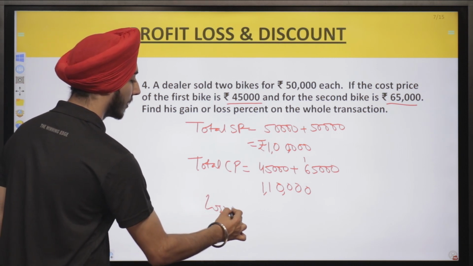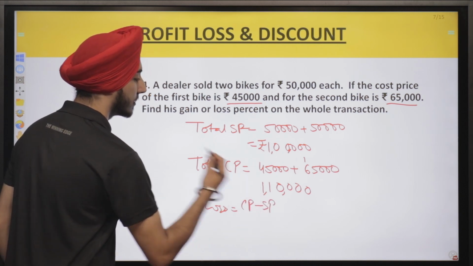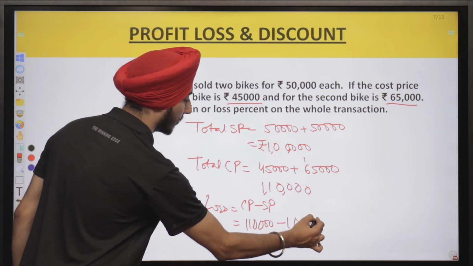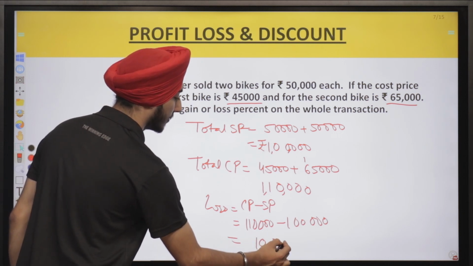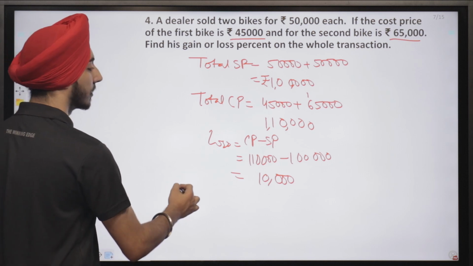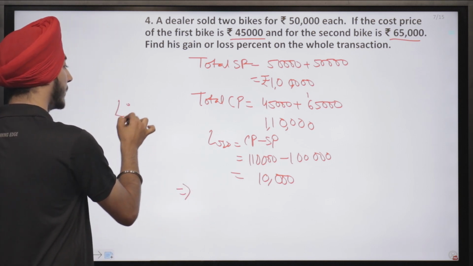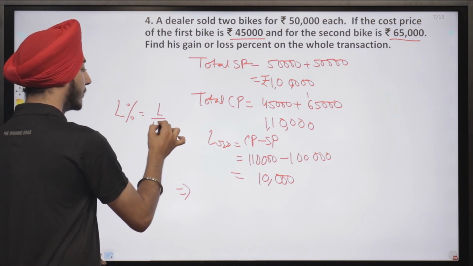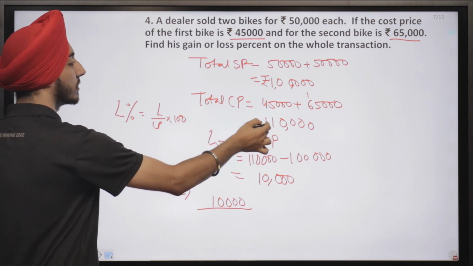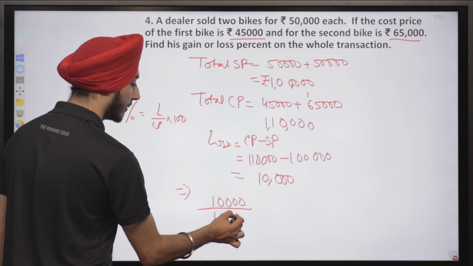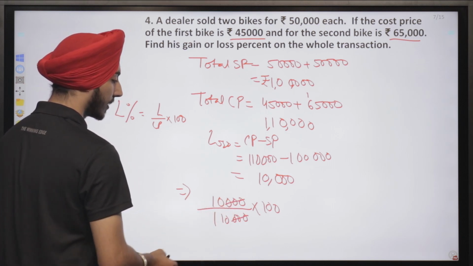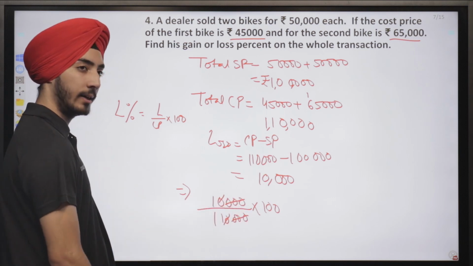So loss will be equal to CP minus SP, that is 1,10,000 minus 1 lakh, that is 10,000 rupees. Now we need to find out again profit or loss percent as a whole, right? So loss percent. The formula for loss percent is similar to profit percent, okay? Loss upon CP into 100. So our loss is 10,000 rupees, and cost price total was 1,10,000 rupees, into 100. So let's cut out the zeros that we can. 30, 30 cut here and 1010 cut here. You have 100 by 11.